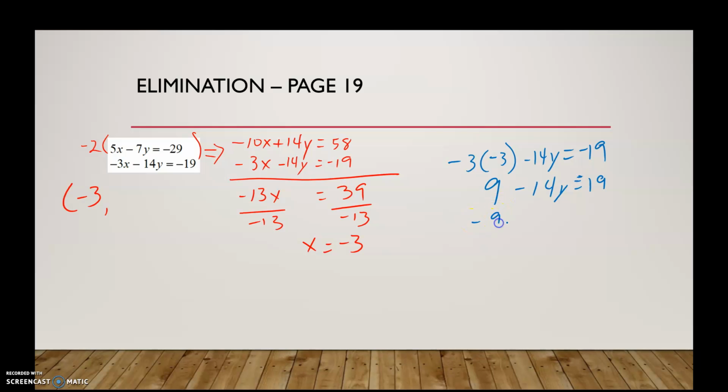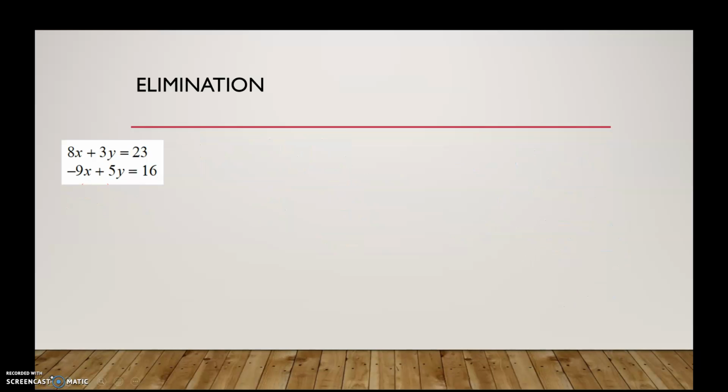I'm going to subtract 9 on both sides. Now we've got negative 14y equals negative 28. Divide by that negative 14. And I get positive 2. So the one thing you've got to watch out for over here is all the negatives. It's real easy to drop a negative, so you've got to be cautious about it. All right, so let's go to the next one.